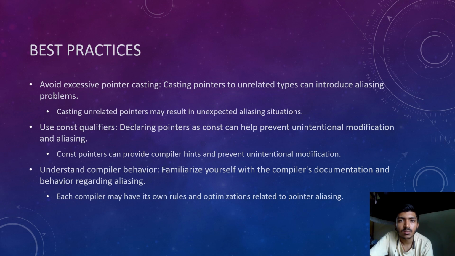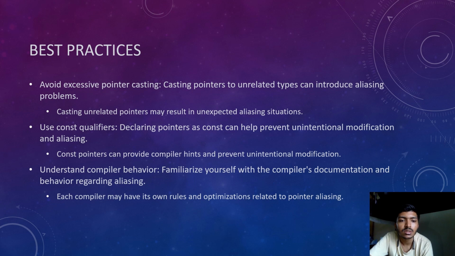Let's discuss the best practices. The first one is to avoid excessive pointer casting. Casting pointers to unrelated types can introduce aliasing problems. Use constant qualifiers as the second one. Declaring pointers as constants can help in preventing unintentional modification and aliasing. This is because constants have a fixed value.